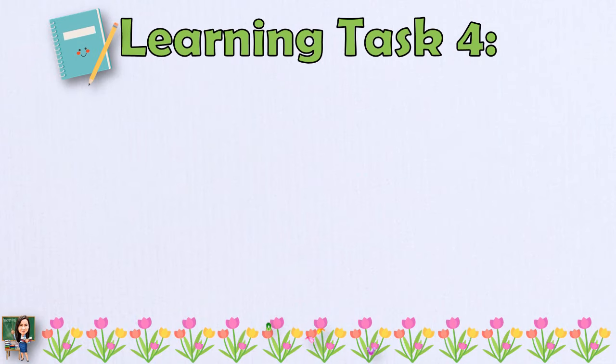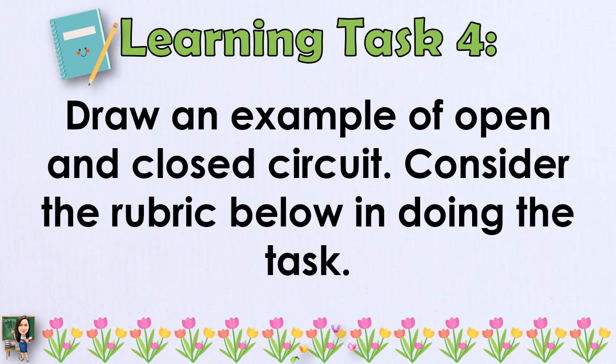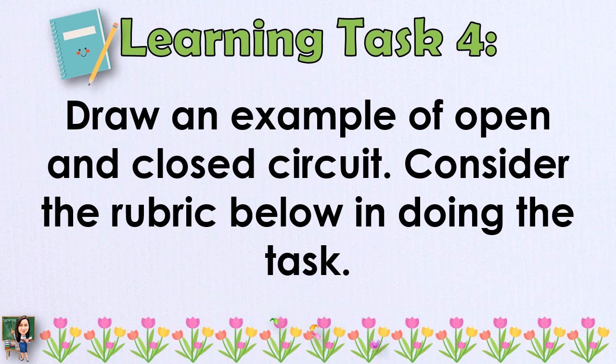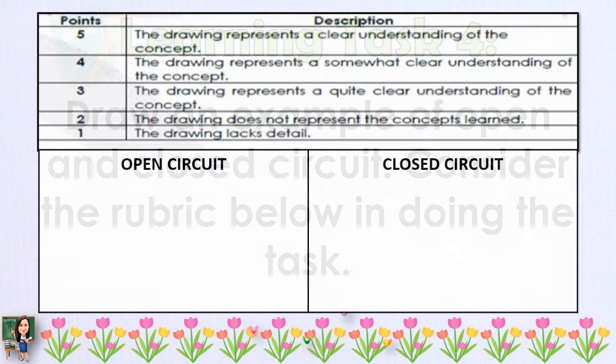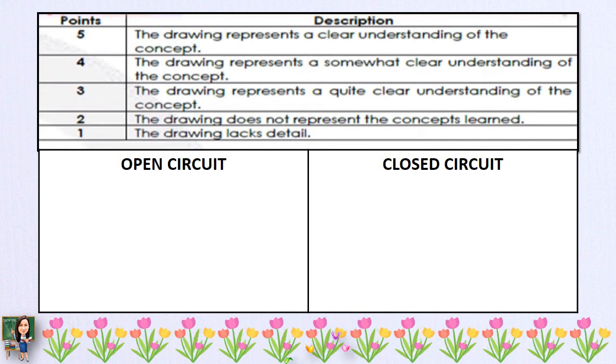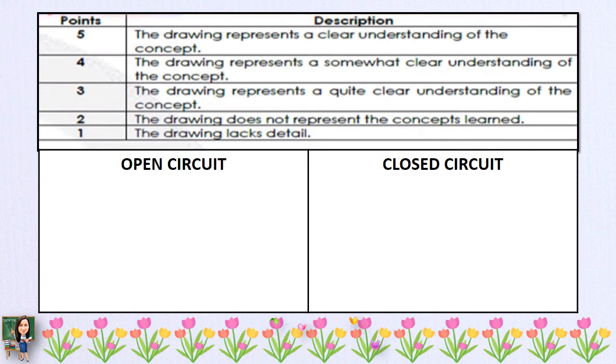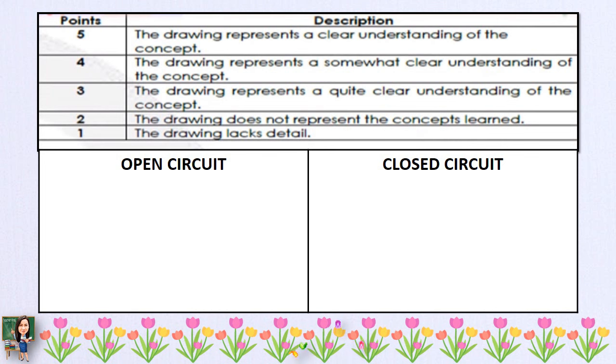For learning task 4, draw an example of open and closed circuit. Consider the rubric below in doing the task. Let's read the description. Points 5. The drawing represents a clear understanding of the concept. Points 4. The drawing represents a somewhat clear understanding of the concept.